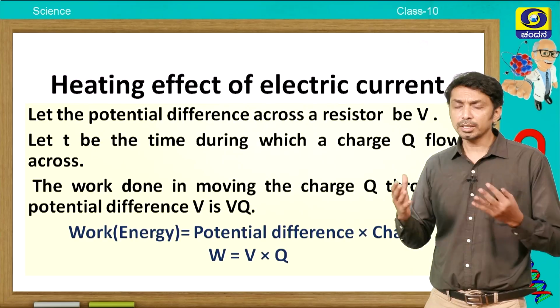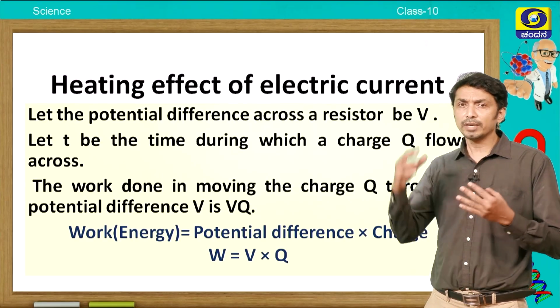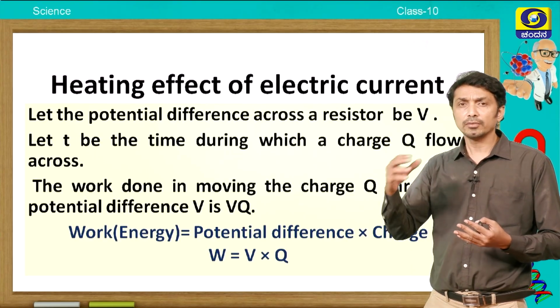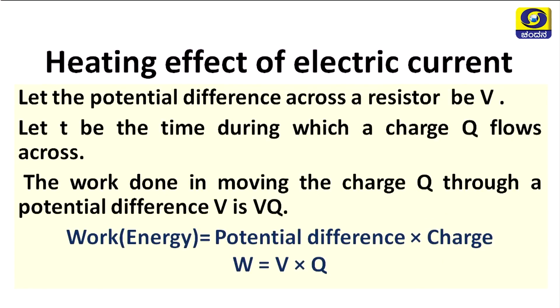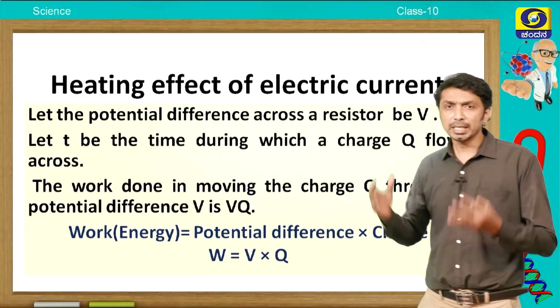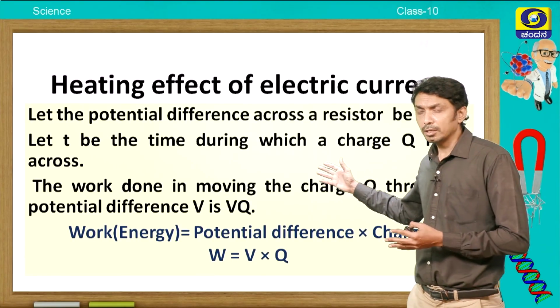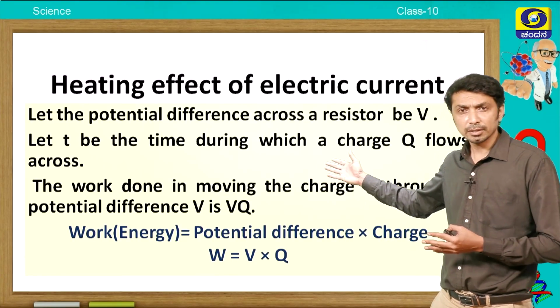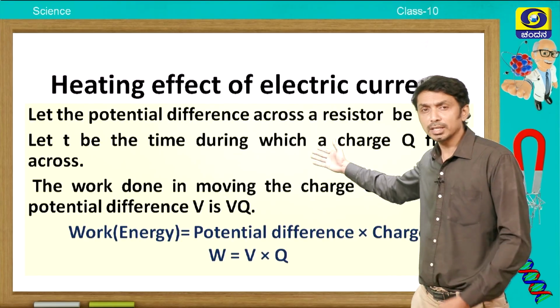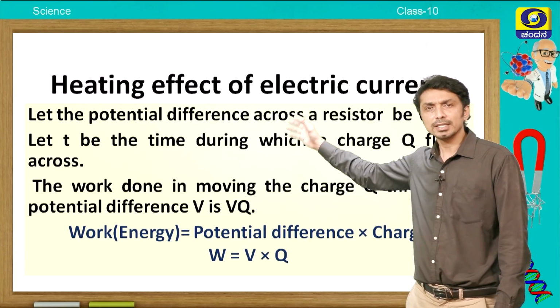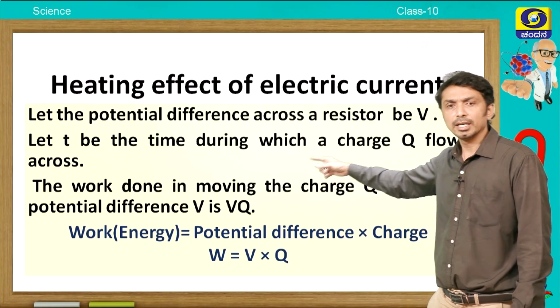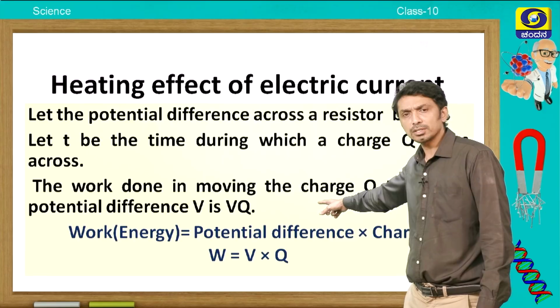So, we already know that whenever we apply a force on any object, if there is a displacement, then we say the work has been done. Work is equal to force into displacement. But here in the topic electricity, we are not talking about mechanical work. What we are talking about is the work done by the potential difference. So, potential difference is the one which does the work to move the charges Q.